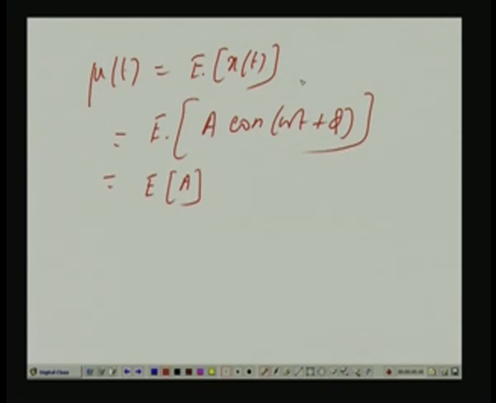I repeat again, how to calculate the expectation? First, remove this E, multiply this thing by the joint density of A and phi and take a double integral with respect to A and phi. But the joint density is nothing but the product of the individual density of A and the individual density of phi, because they are statistically independent. So, the double integral can be separated into a product of two integrals. One of them is just with respect to A multiplied by its own density, another one is cosine omega t plus phi multiplied by the probability density of phi. That obviously gives rise to this.